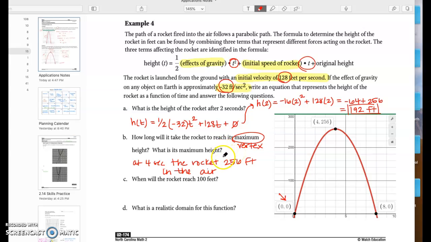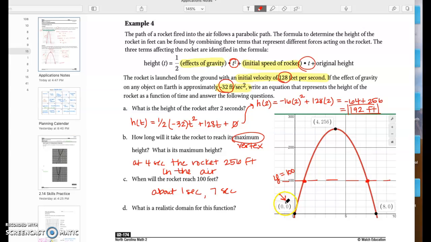Part C, when will the rocket reach 100 feet? So we're looking at 100 on the y-axis. So we're looking at where those two things would be intersecting. You could actually graph the line y equals 100 in Desmos and then find your two actual intersection points. I'm just going to estimate here that it's about 1 second and a little bit more than 7 seconds. So we have 2 points of intersection that we would be using. And again, if you're on Desmos, it's going to give you a precise number. I'm just estimating from the graph that I have.